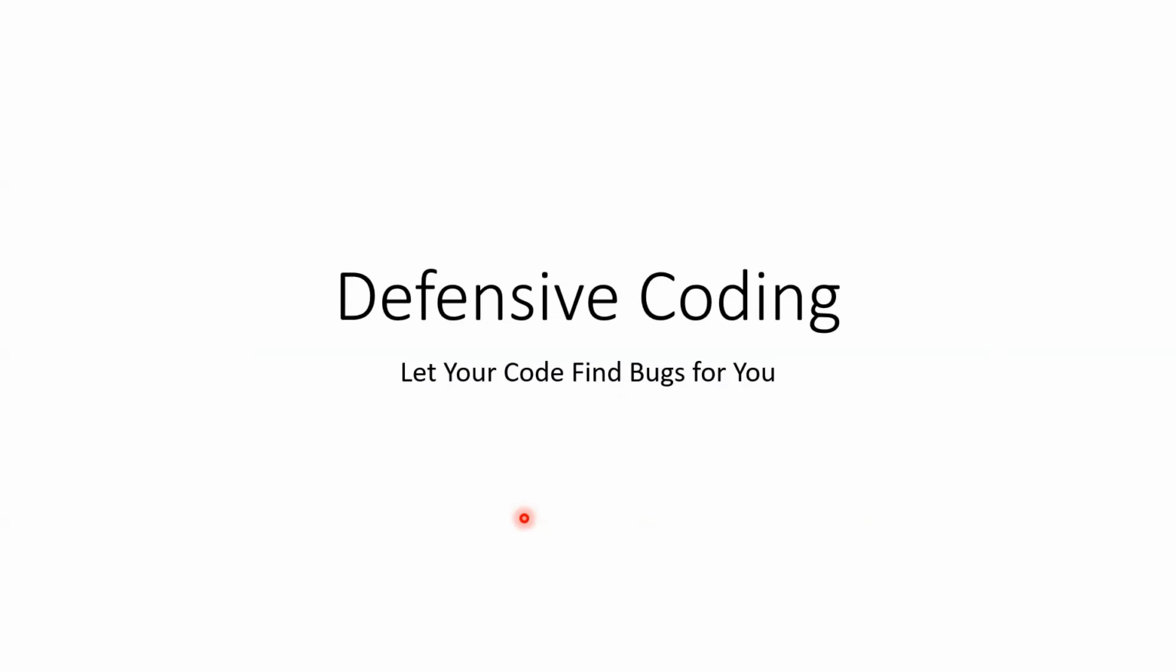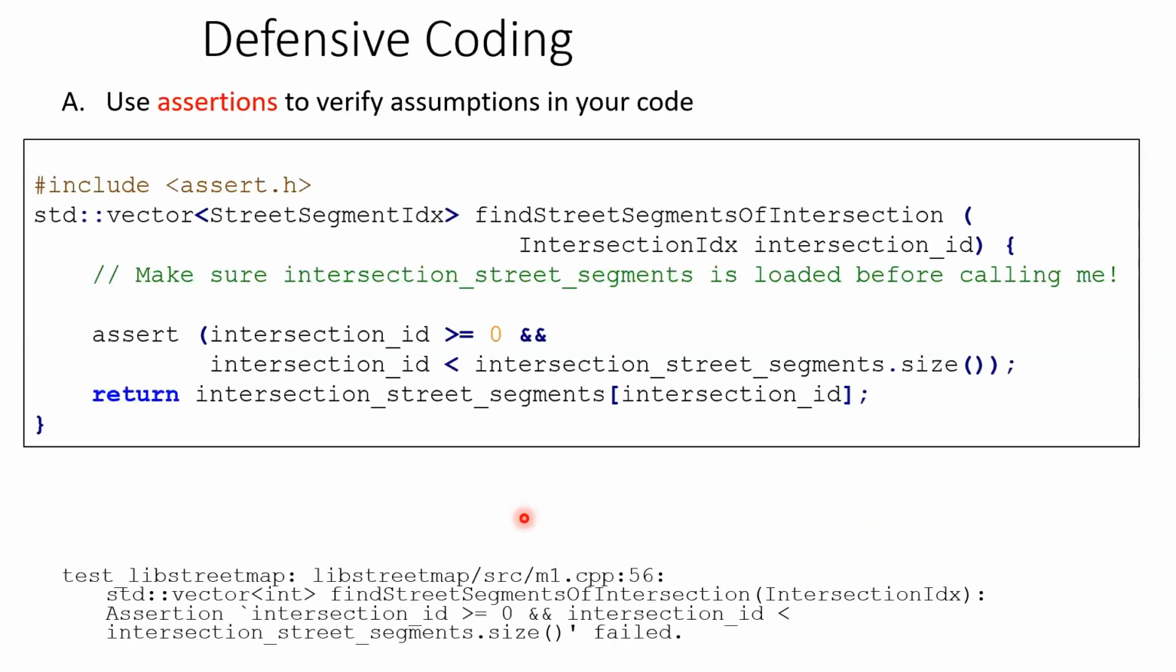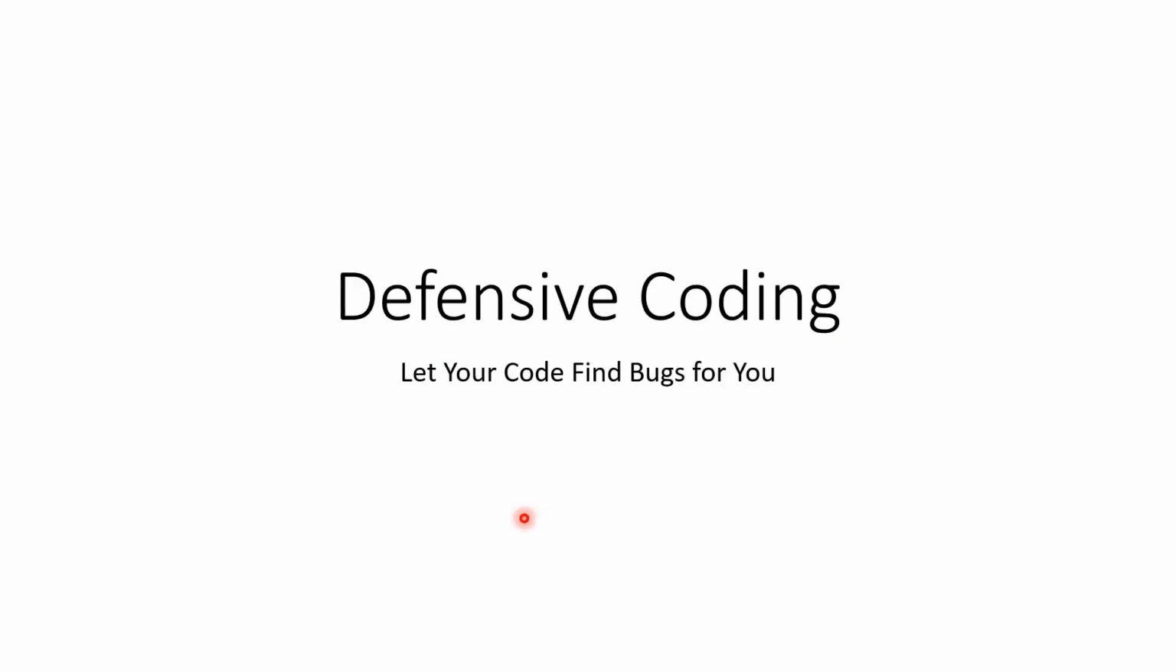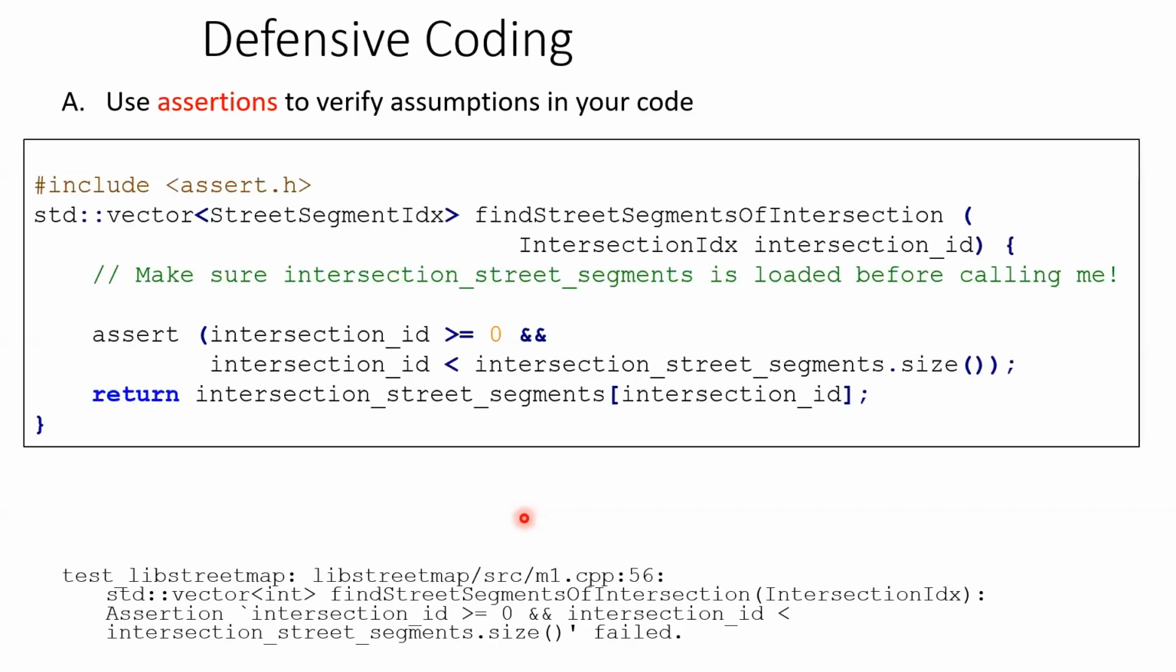And the last part of this tutorial is defensive coding. We want to let your code find bugs for you. This is also a technique to eliminate bugs in the first place. And defensive coding is using assertions in your milestone.